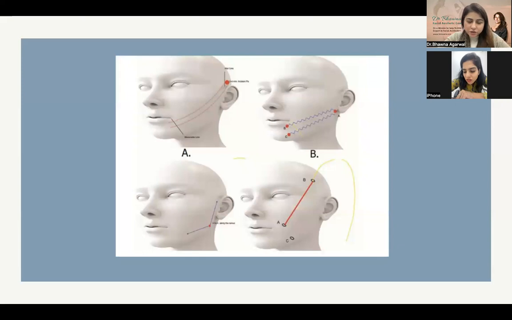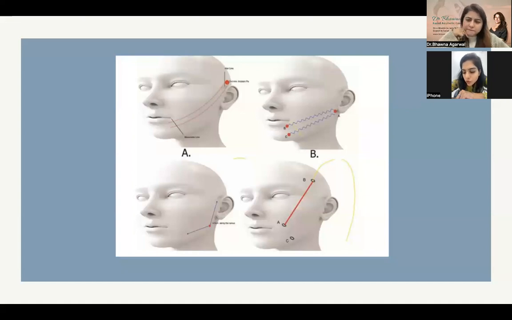So the first picture is of a cog thread. The second is double screw. The third picture shows the angle of the mandible, and in the fourth picture, the red line is the vector, basically the direction of the vector in which you will lift.